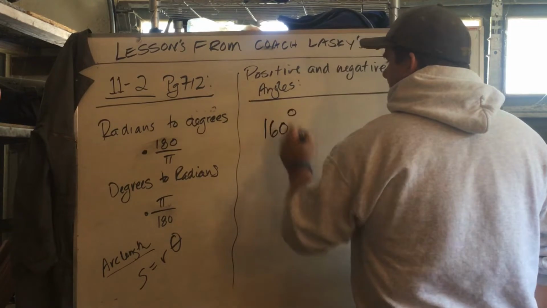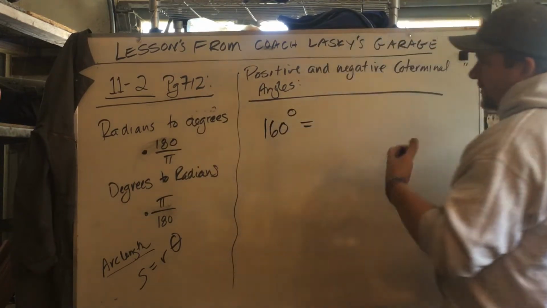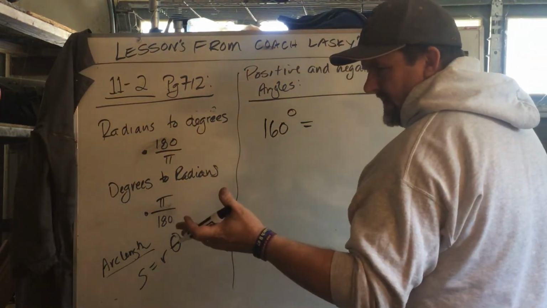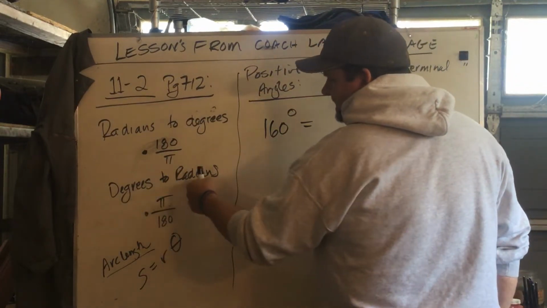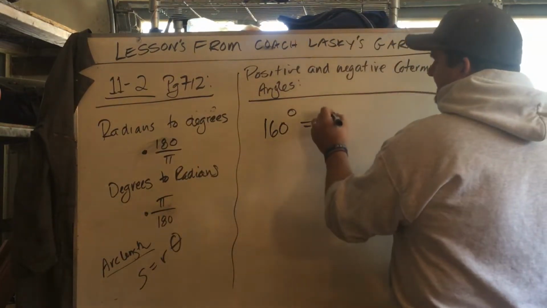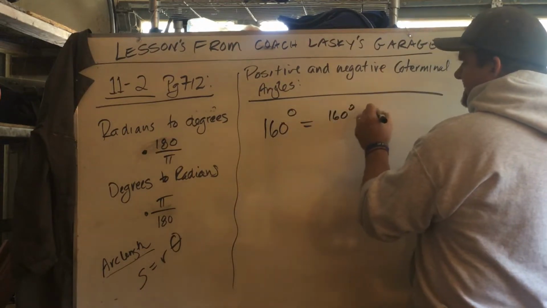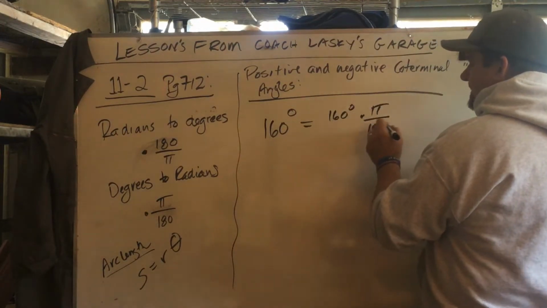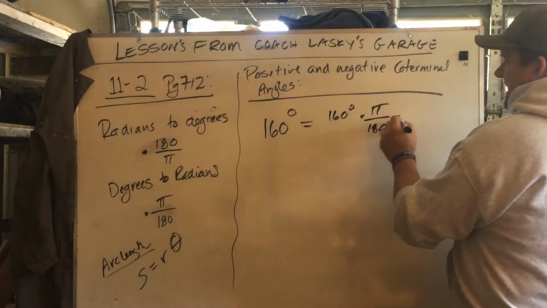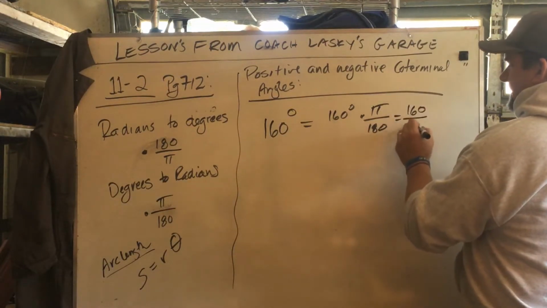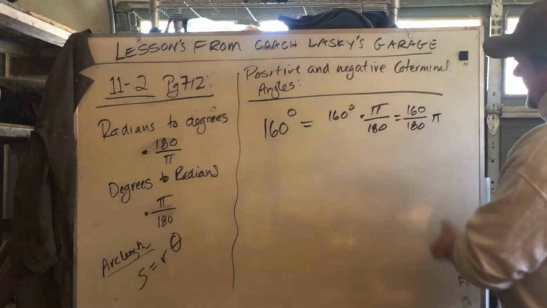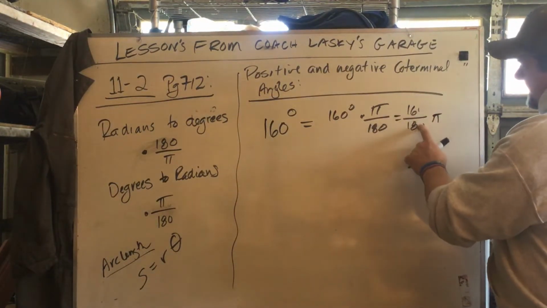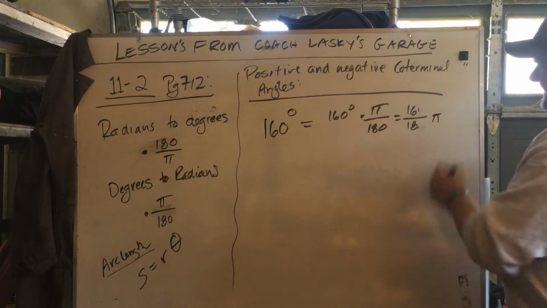So let's take what they give us, which is 160 degrees. If I want to rewrite that in radians, I'm going to go from degrees to radians. I'm going to have 160 degrees times pi over 180, and so then I get 160 over 180 pi. Then I can simplify this. I can take the zeros off, and then I can simplify that fraction.